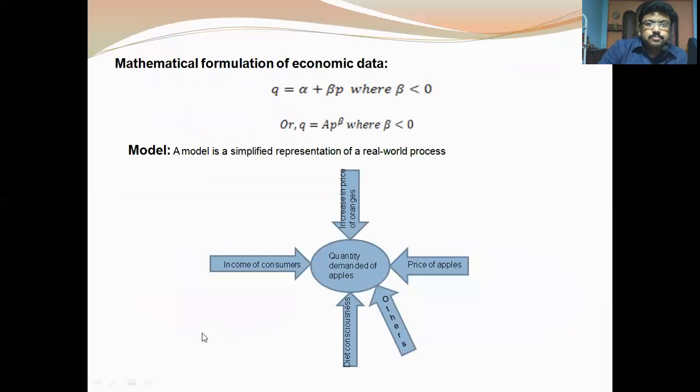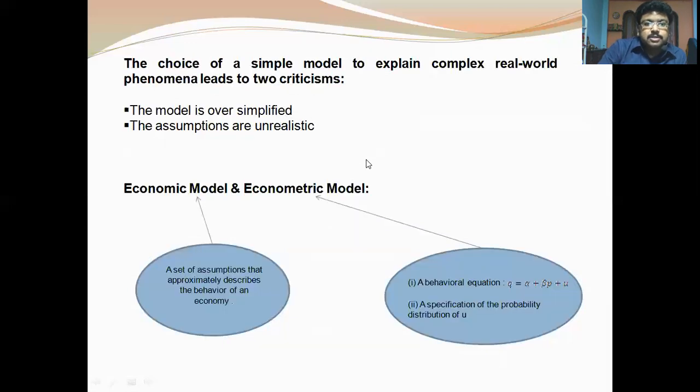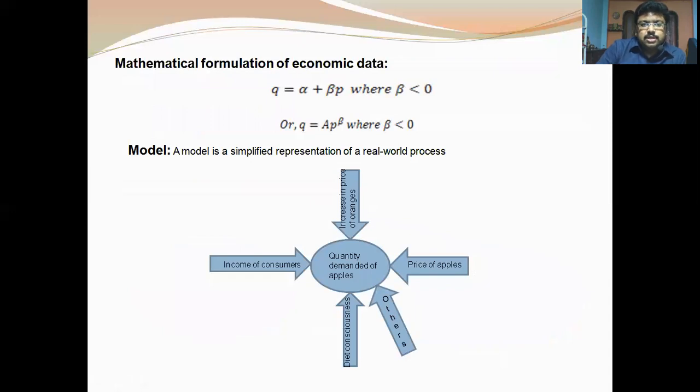Look, here you can find that quantity demanded of apples depends on the price of apples. So these assumptions are unrealistic, because if you consider that the quantity demanded of apples depends on diet consciousness, then it would be descriptively unrealistic.